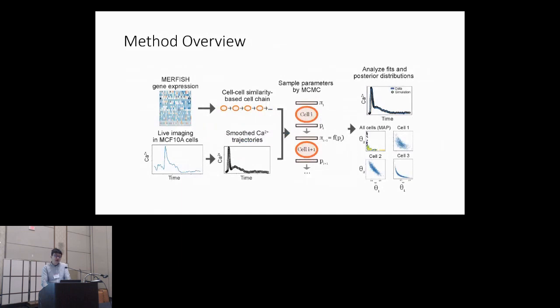So here is an overview of our method. We first come up with some ordering of cells, which can either be random or induced by cell-cell similarity in gene expression. For each cell, we smooth its raw trajectory of calcium response. We then sample the parameters of all cells one by one using a Markov chain Monte Carlo method. Once we obtain the inferred parameters, we analyze how well they fit calcium response and their posterior distribution.